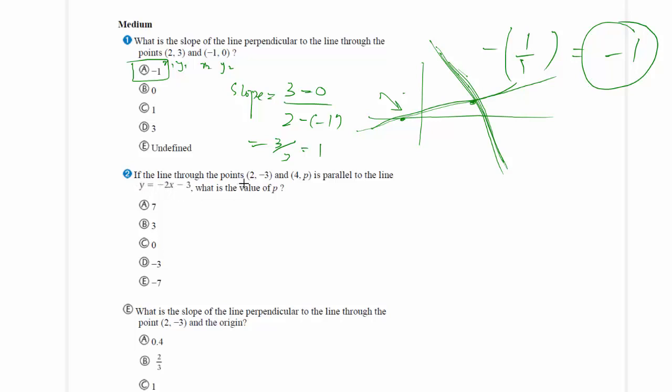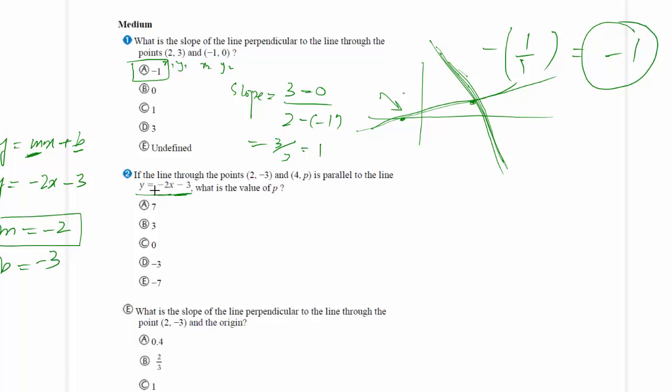Now let us move to question number 2. If a line through the points (2, -3) and (4, b) is parallel to the given line, what is the value of b? Well, if we know that the slope of this line is negative 2, then we can use that information here, because we know that y equals mx plus b, where m is the slope and b is the y-intercept. We can compare it with y equals negative 2x minus 3. So we get m as negative 2 and b as negative 3.